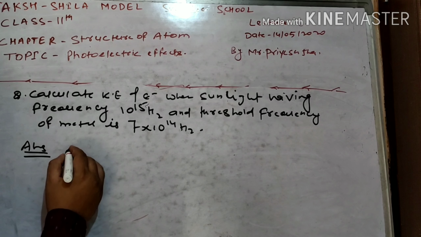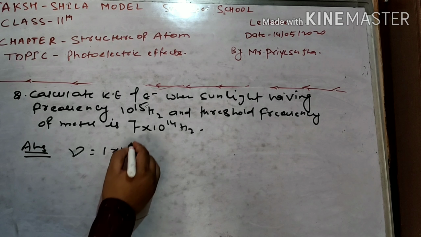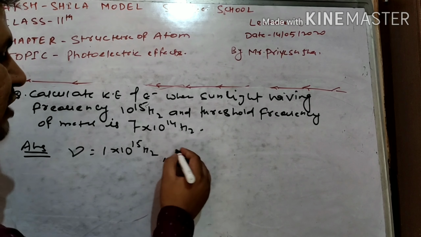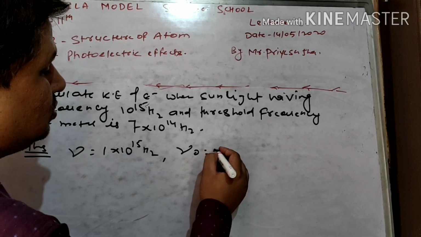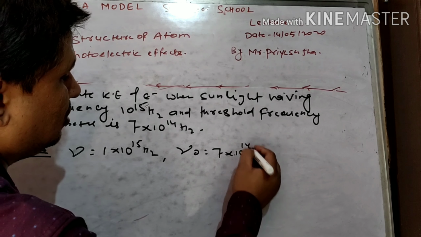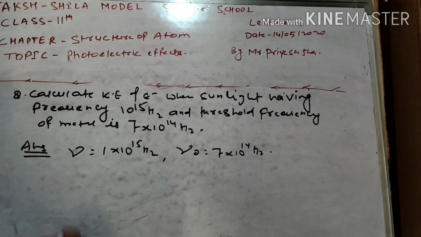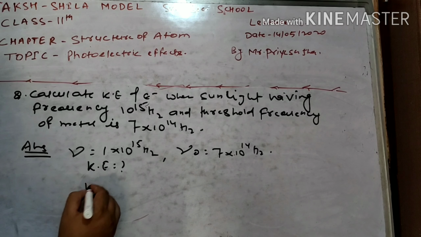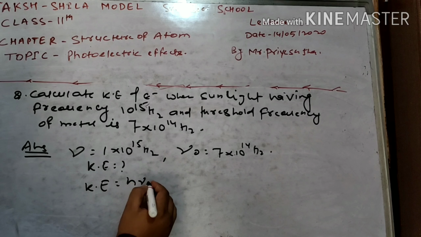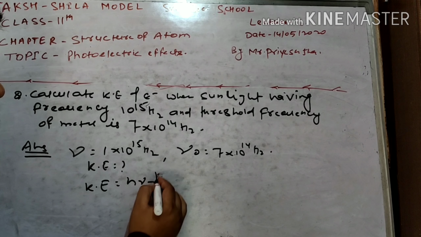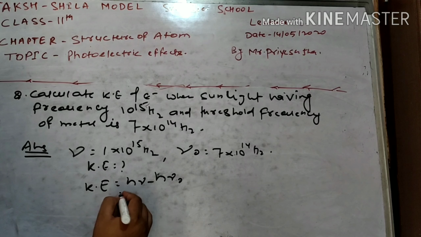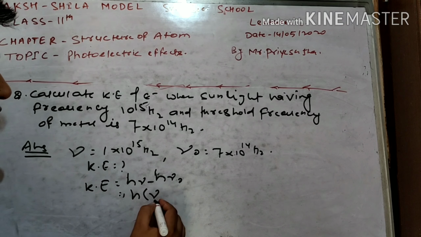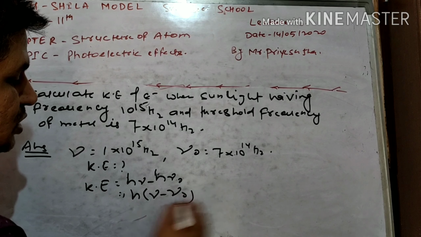We have given nu equal to 1 into 10 की power 15 hertz, and the threshold frequency nu naught is equal to 7 into 10 की power 14 hertz. We have to calculate kinetic energy. So according to the formula, kinetic energy is equal to h nu minus h nu naught, the common h comes out. So this becomes h into nu minus nu naught.